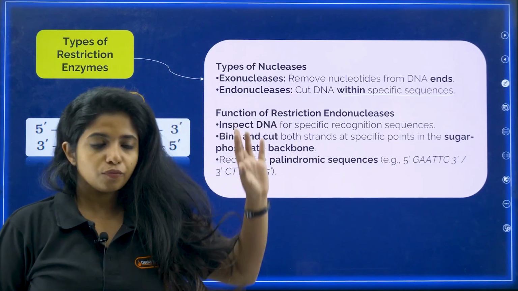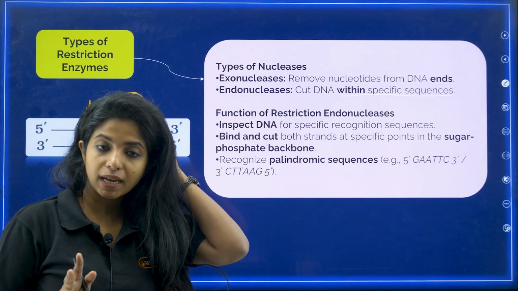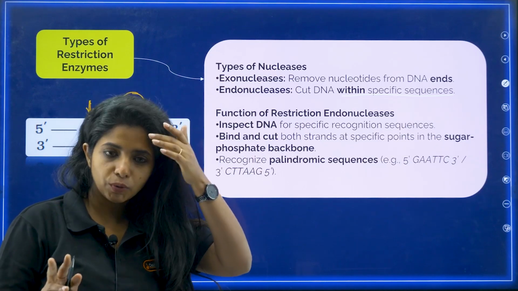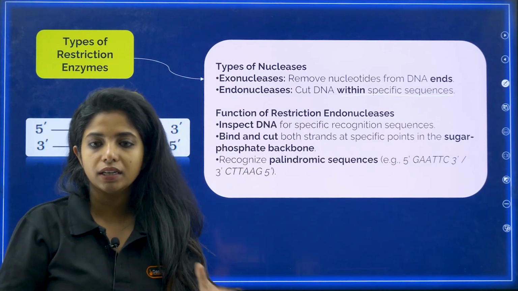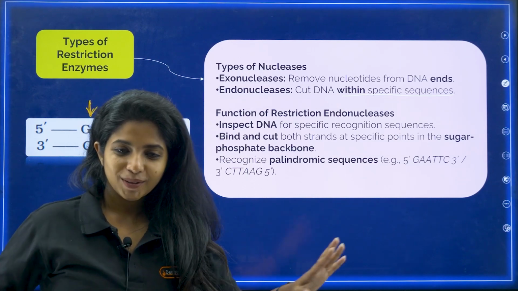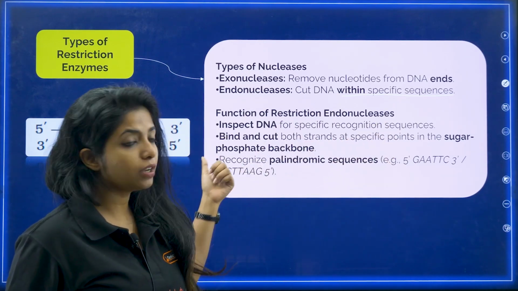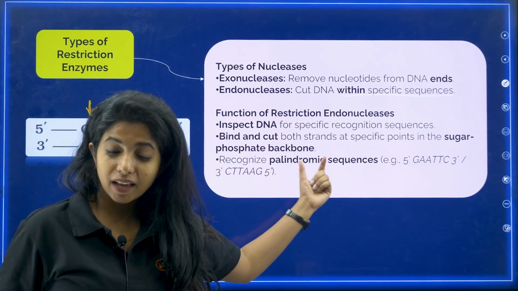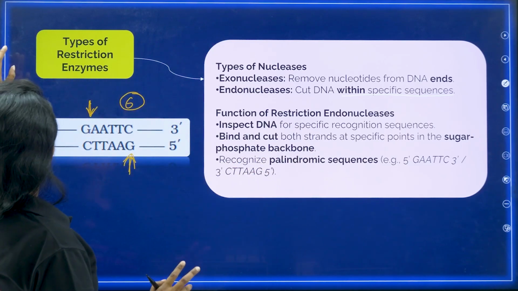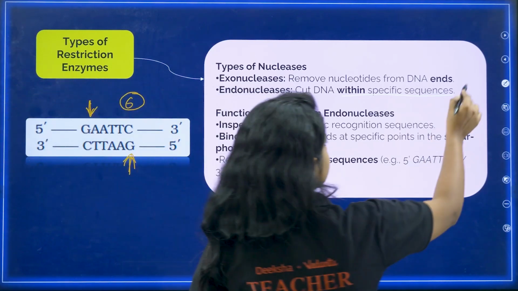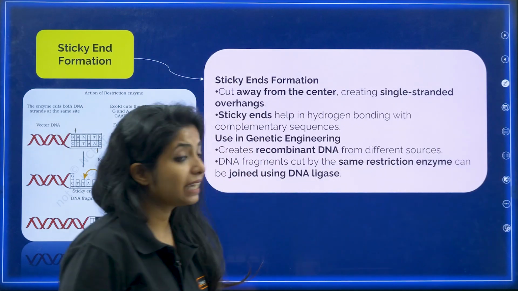Please remember that. So, in this slide we got to know two enzymes, restriction exonucleases and endonucleases. Exonucleases cut at the ends, endonucleases cut within the DNA sequences. Got it? And where do they cut? In the sugar phosphate backbone. And exactly where? In the palindromic sequences, which can be read equally from both sides. Got it? Now, going ahead, the sticky end formation.